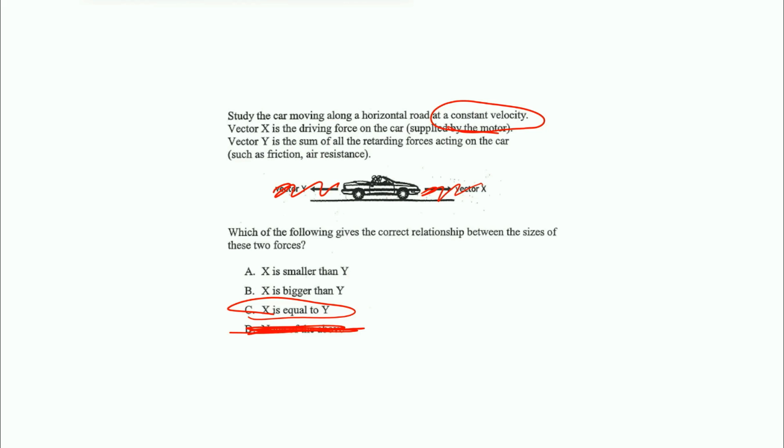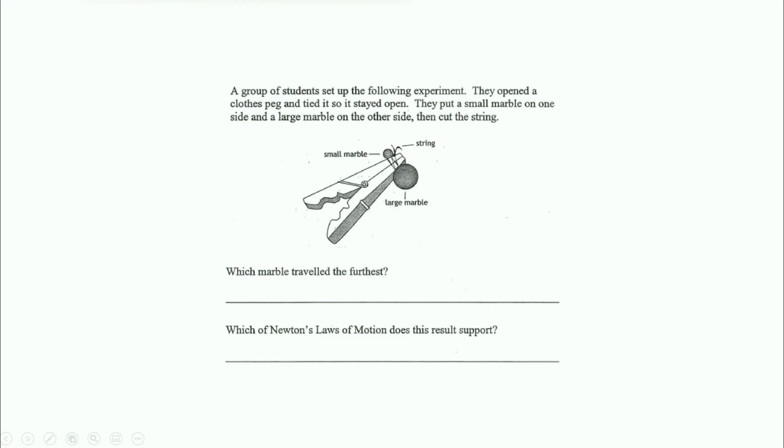Now note that all the forces having cancelled out doesn't mean that the car isn't moving. Okay, it is moving at a constant velocity. The forces being all cancelled out simply means that there's no change of velocity. Hence the question said constant velocity.